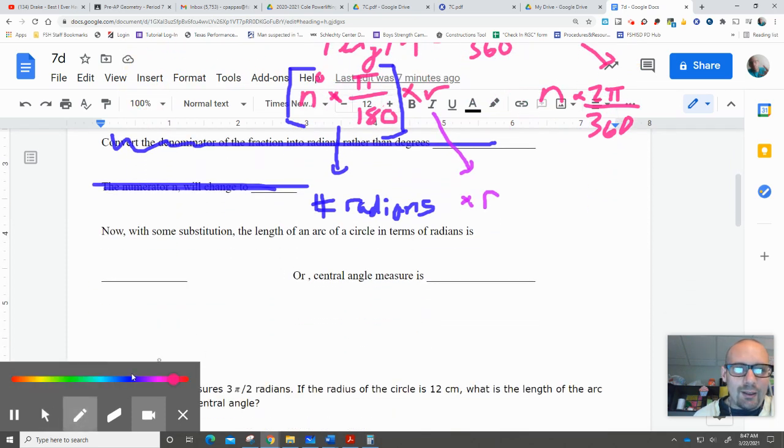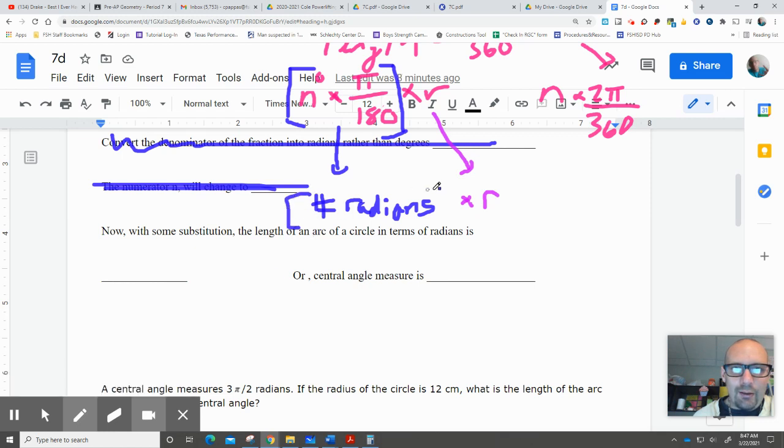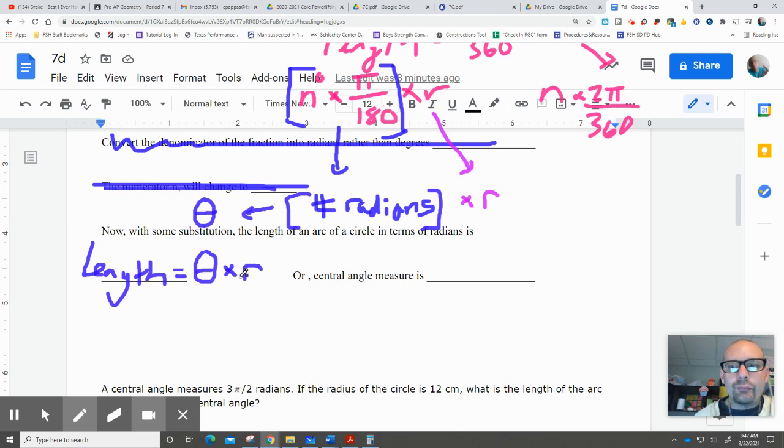Now our radians, we're going to use the variable theta for that, kind of like what we did with trig. So the length of an arc of a circle in terms of radians is going to equal theta, which is our number of radians, times the radius. So if they give us an angle in radians, we don't need to go back and convert it to degrees in order to find an arc length. All we have to do is take the number of radians and multiply it by the radius. It's a very simple thing.